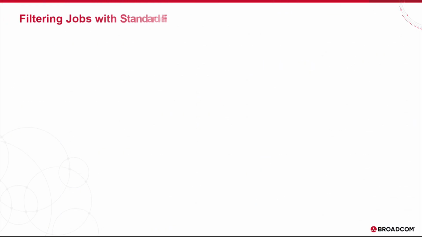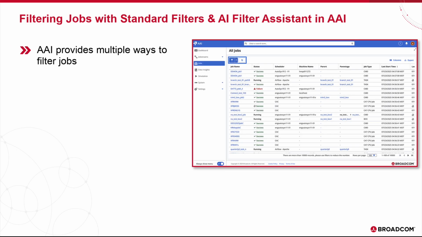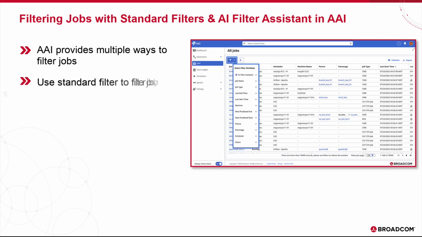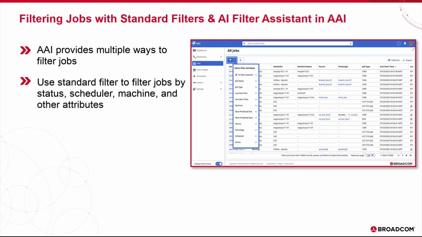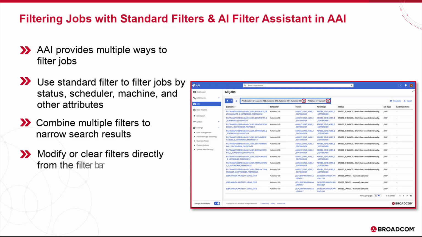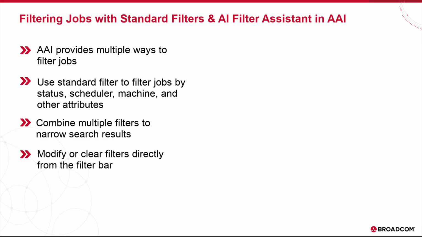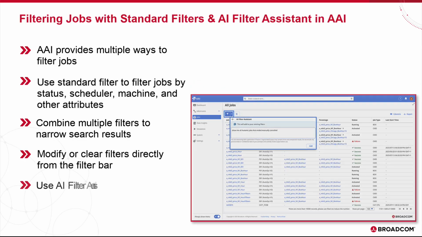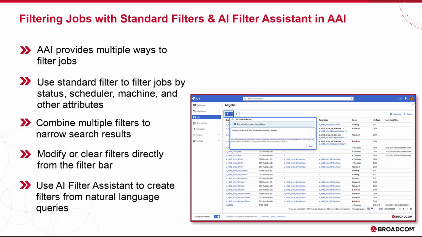In this video on filtering jobs in AAI, we learned that AAI provides multiple ways to filter jobs, from standard filters to advanced options and the AI Filter Assistant. We learned how to apply standard filters based on listed job attributes like status, scheduler, machine, and other execution data. We also learned how to combine filter criteria and modify or clear existing filters directly from the filter bar. And finally, we explored how the AI Filter Assistant translates natural language queries into actionable filters.